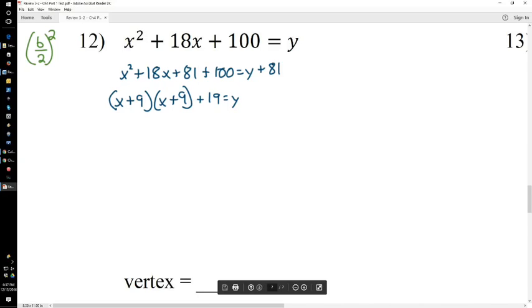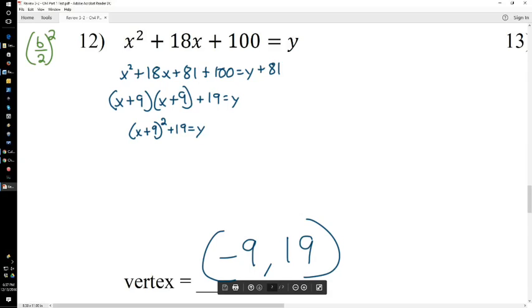The last thing we have to do is, since we have the same binomial multiplied by itself, x plus 9 times x plus 9, we can write it as x plus 9 squared, and then bring everything else down. Plus 19 equals y. So that is in vertex form. And the nice thing about vertex form is we can very quickly state the vertex. In this case, the vertex is negative 9, 19.